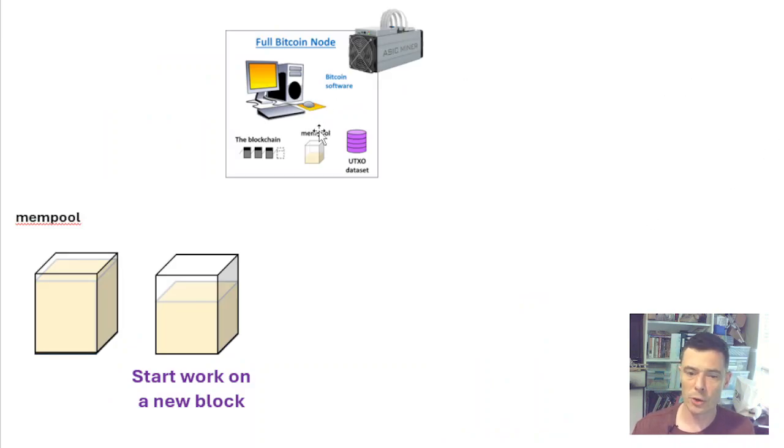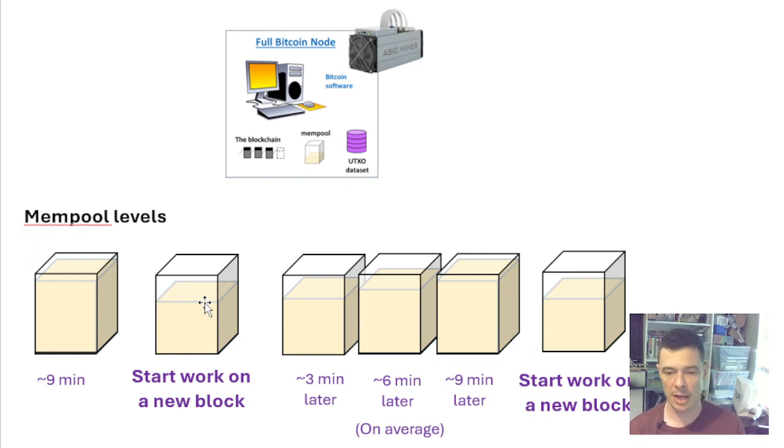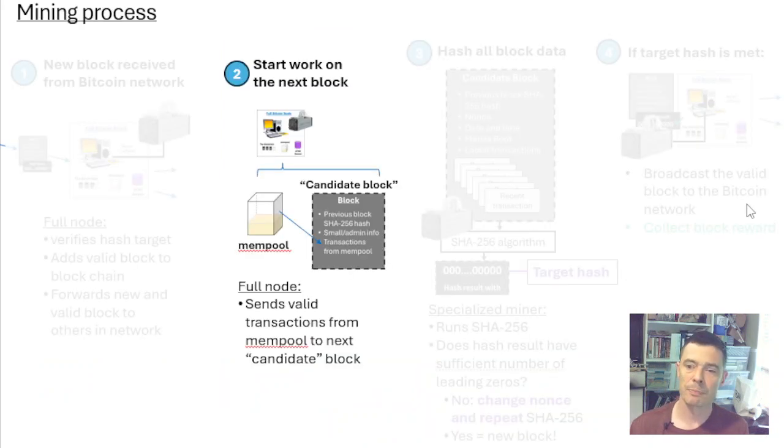So when a new block starts, the number of transactions in the mempool is going to go down a little bit. And this is a repetitive process. It's going to gradually go back up and then back down and so on. I think you get the point. So that's it for mempool, transactions moving into the candidate block.